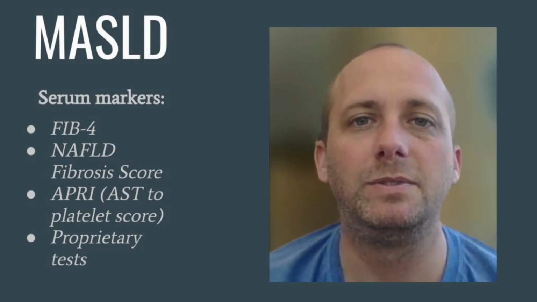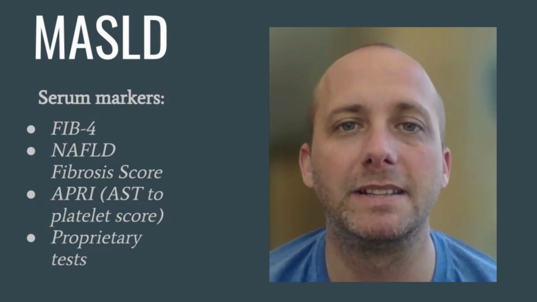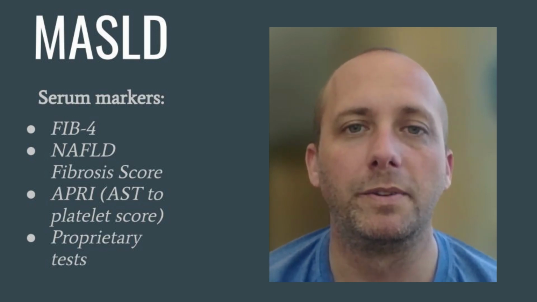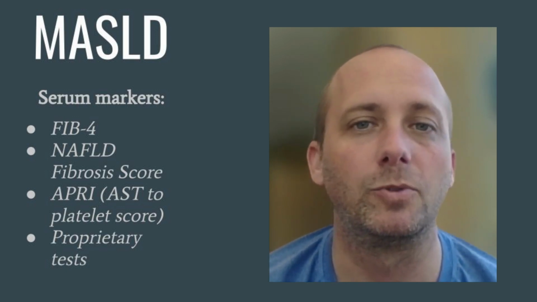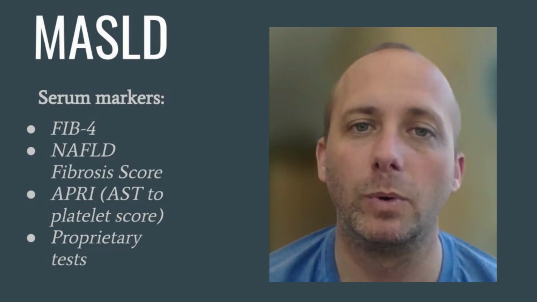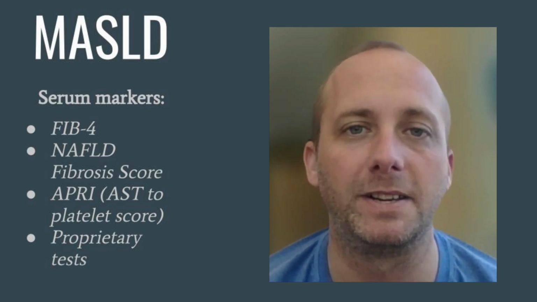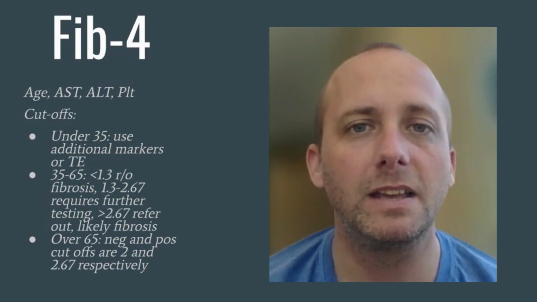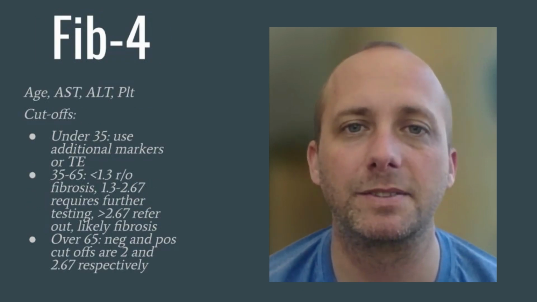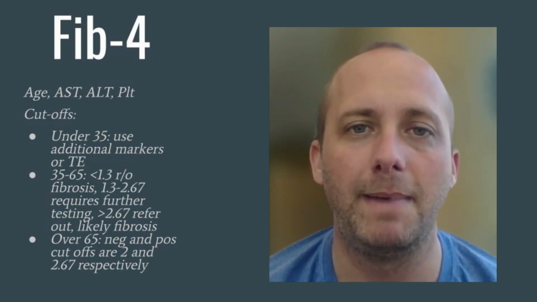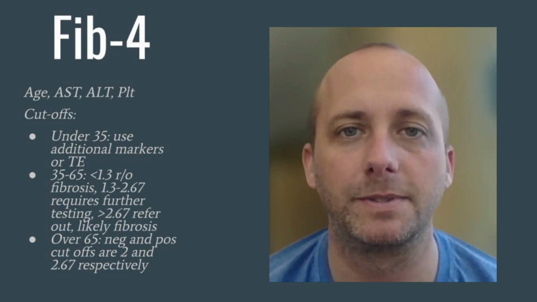But really, you need to use a validated test. The easiest one is the FIB-4 score, where there's cutoffs to determine the risk of liver disease. And if you have a low enough score, it's very unlikely that your patient has advanced chronic liver disease. It was originally developed for hepatitis C, and so the scores are a little bit different for MASLD, and I'll link to that in the show notes.